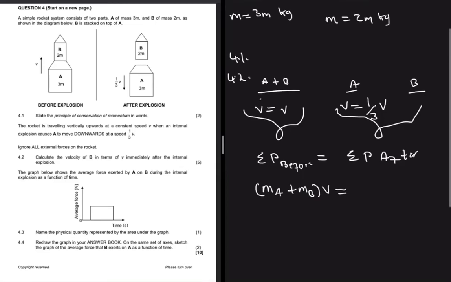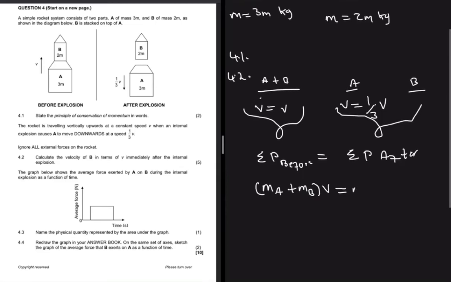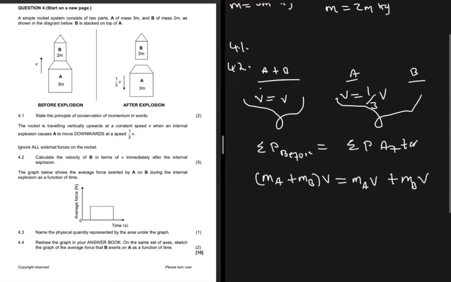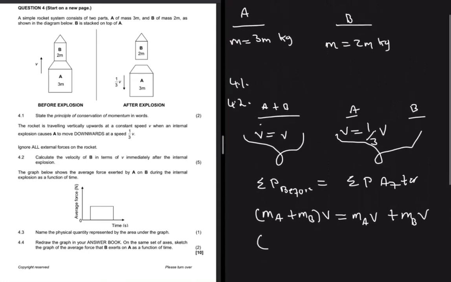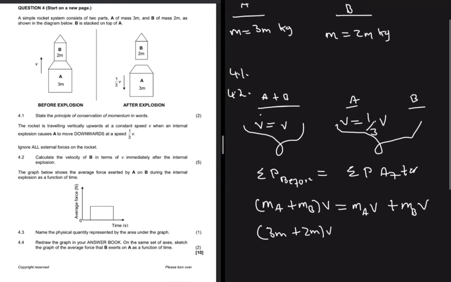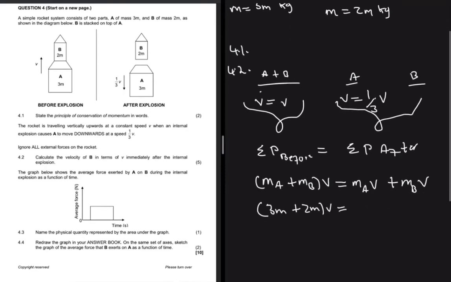And then after, A goes down, so we'll have m A, the mass of A, and then the velocity of A, which we are given. Now that they've exploded, they're no longer together, so the masses are apart. So we're going to have the mass of B and then the velocity of B. The mass of A is said to be 3m, so we put 3m plus the mass of B, which is 2m, and then the velocity is just given as v.